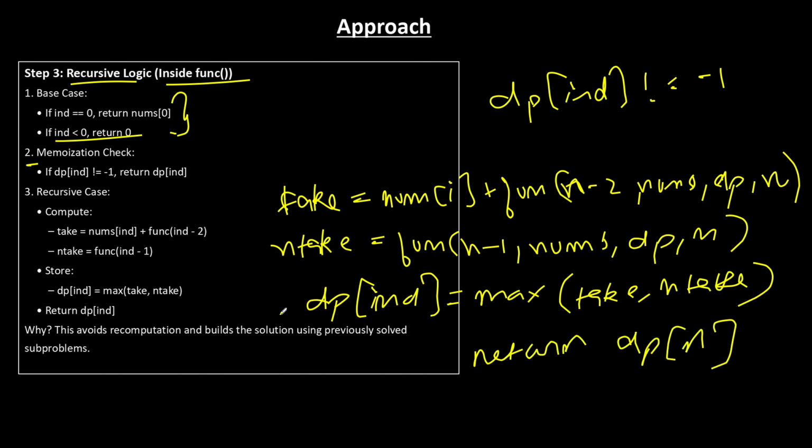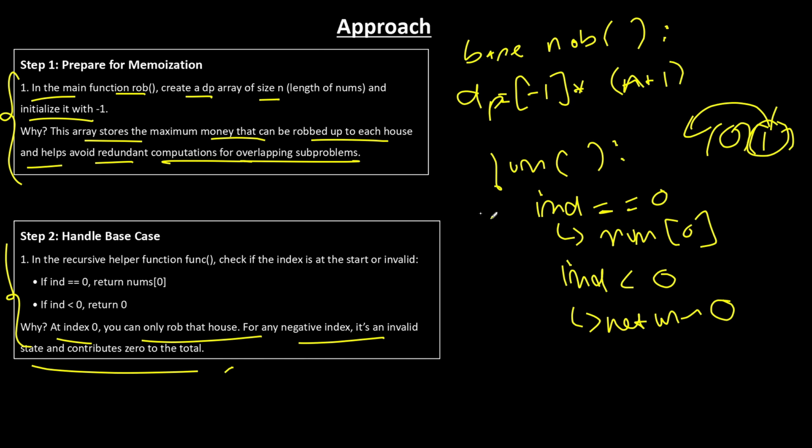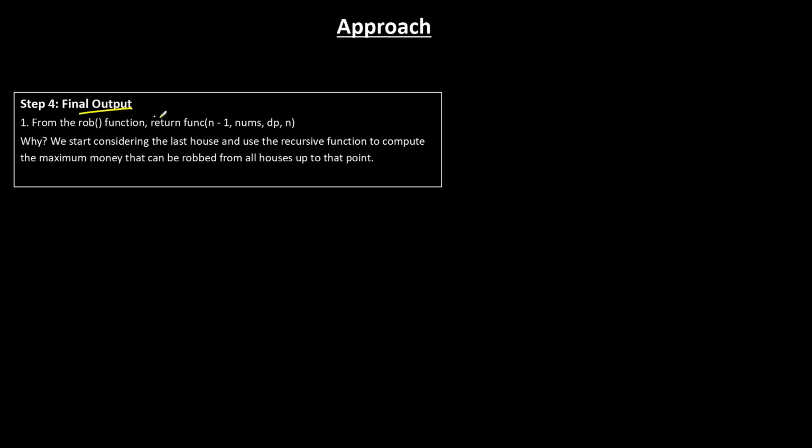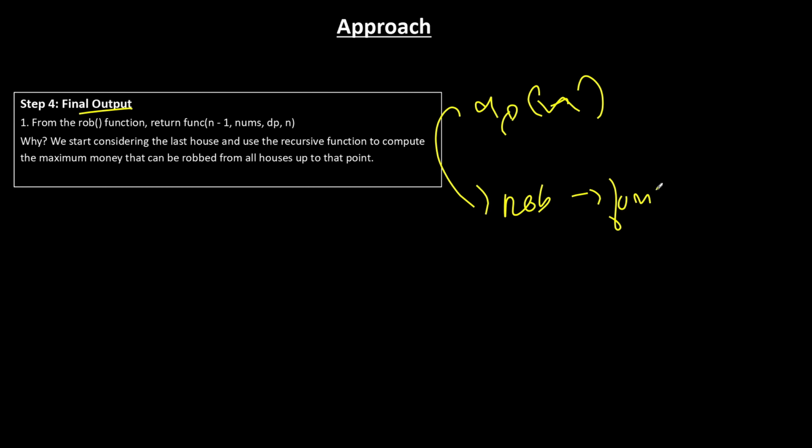This avoids recomputation and builds a solution using previously solved problems. So this will be our main recursive function, and this will be our base cases. The final output will be the dp of n, which comes back from the fun function to the base function rob, where we have already called the function fun. From here our answer will get returned. So I hope you understood the approach explanation. Now let's move to the next slide.